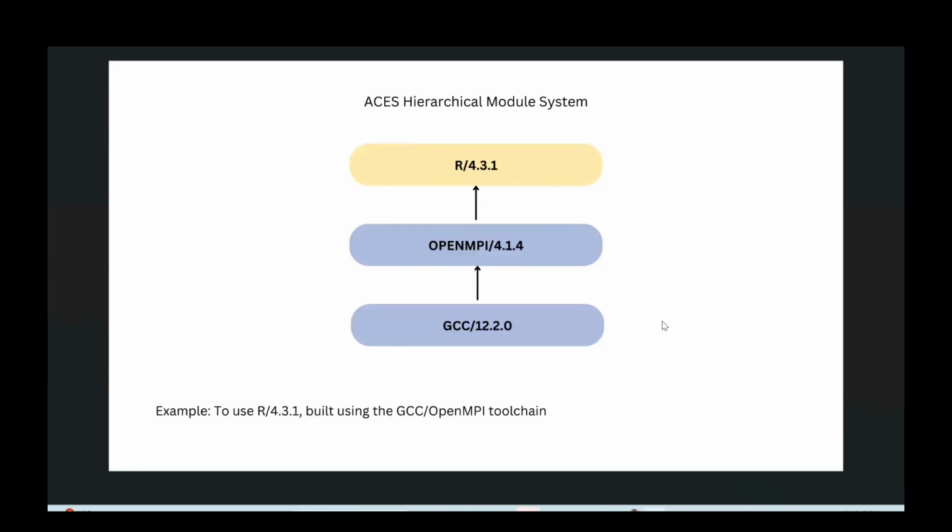As an example, we will use an R version that was built using GCC and OpenMPI, as you can see in the figure. Here you can see that the dependency OpenMPI was built using the GCC compiler, and the R version was built on top of GCC and OpenMPI. In the hierarchical module system, you will have to load the dependent modules first. To further demonstrate this, I will be loading R 4.3.1 on the ACES cluster.